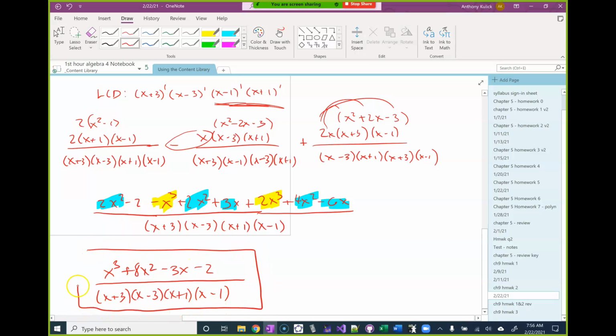It's pretty rare that you're able to factor one of these things at the end to reduce it, but you need to check, right? So that, I think, is your best answer there, presuming I didn't make any arithmetic errors along the way.